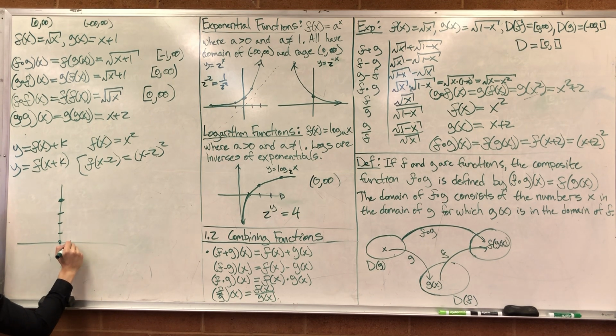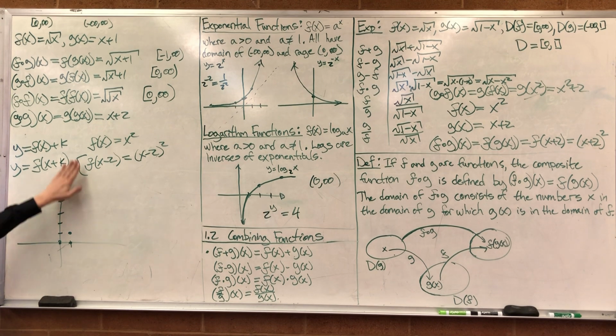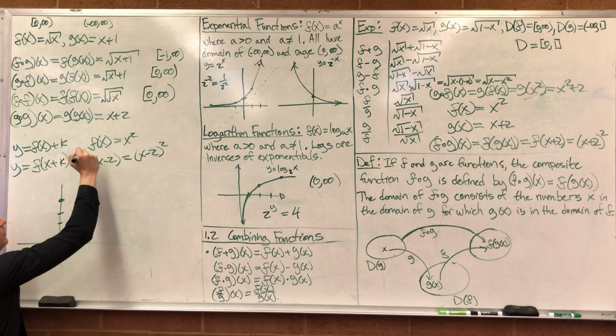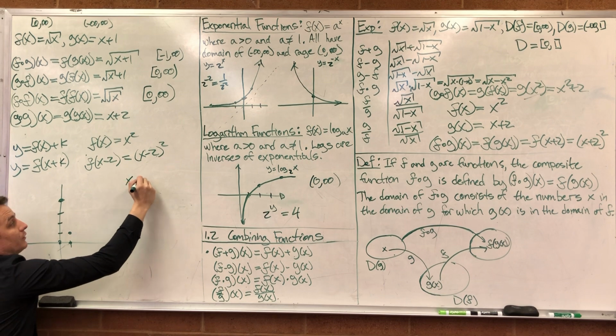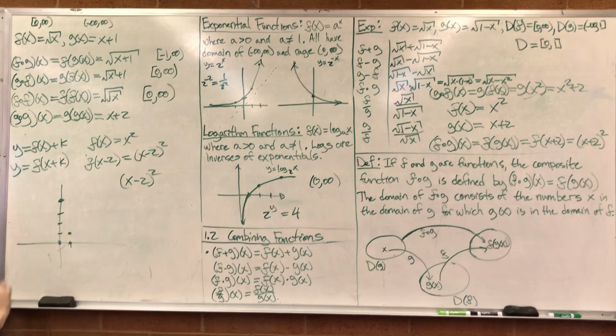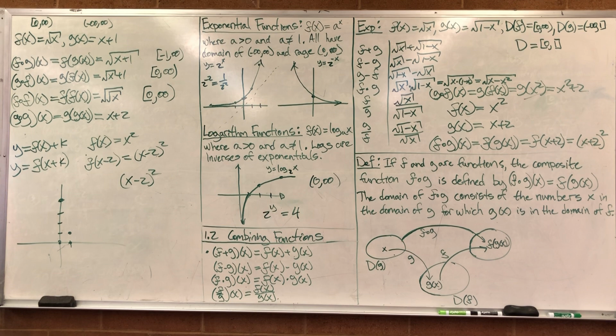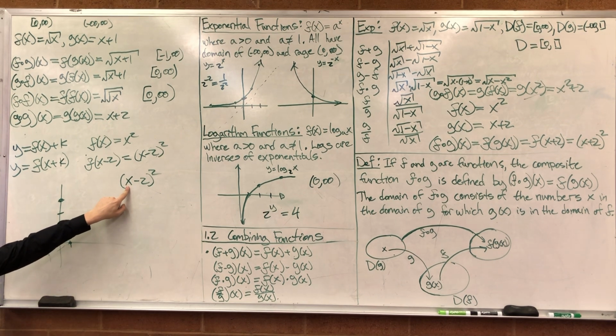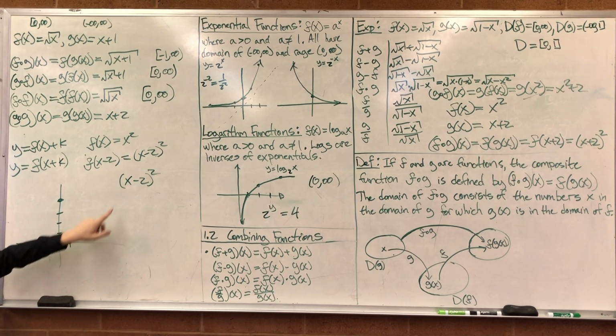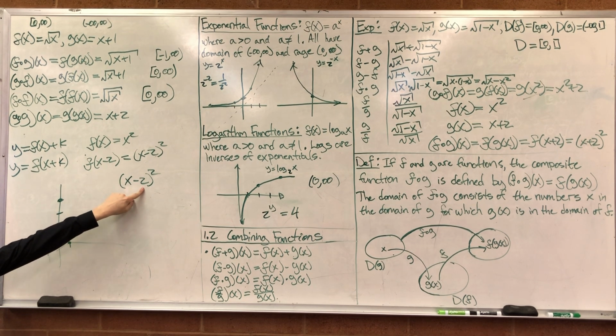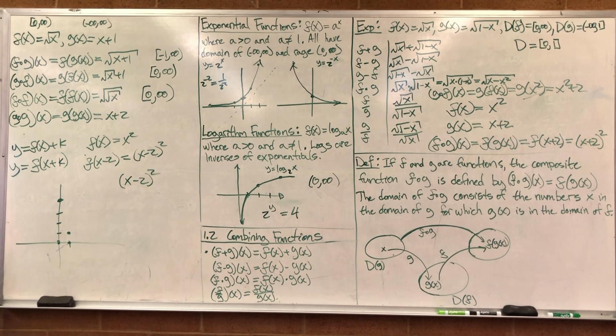When I plug in 1, what do I get? 1. Is everyone following what we're doing? No. Okay, sorry. We're plugging into this function right here, x minus 2 squared. Okay. When I plug 0 into that, what do I get? You get 4. When I plug 1 into that, what do I get? 1 minus 2 is negative 1. Negative 1 times negative 1 is 1. Okay, you with me? Yes. When I plug in 2, what do I get?